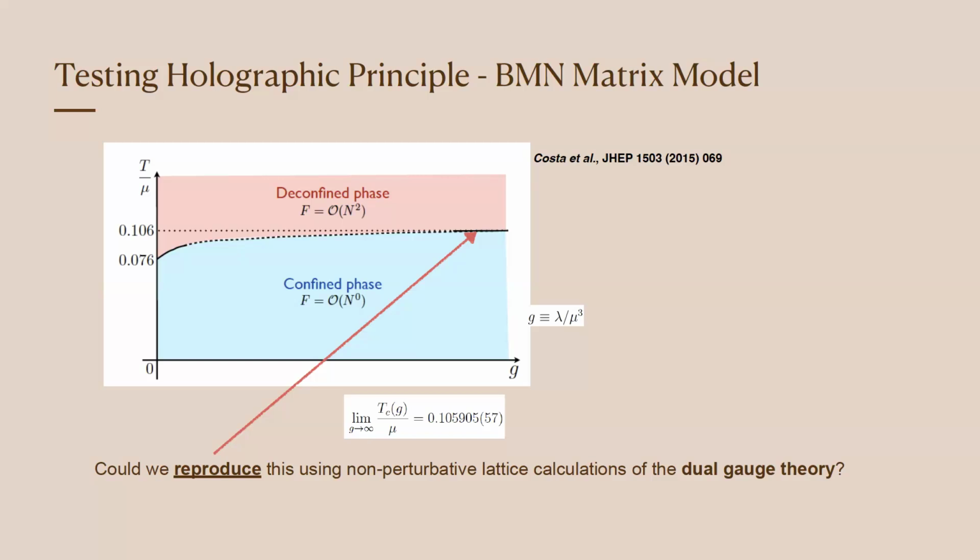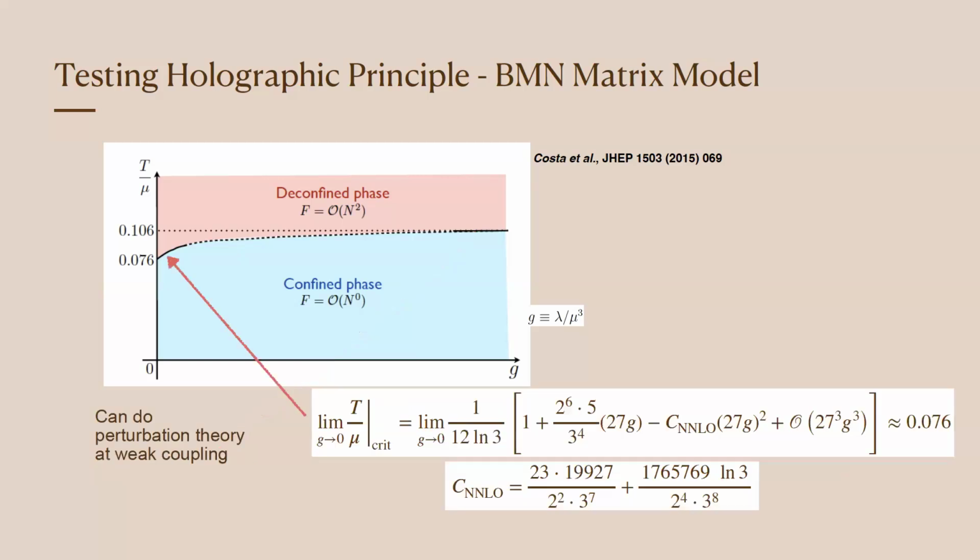Now, the question is, can we reproduce the boundary in the gauge theory? Okay, that would be another validation of this holographic duality. So here we can do perturbation theory, decoupling, and people have done that, and they get this result, which is here. Okay? And this is the strong coupling result. So it increases and it saturates to this value.